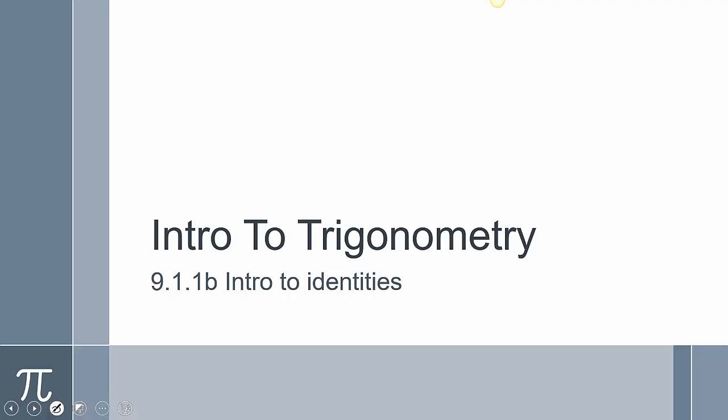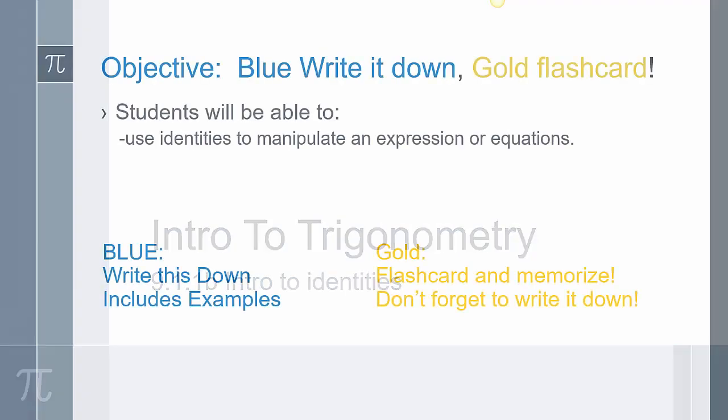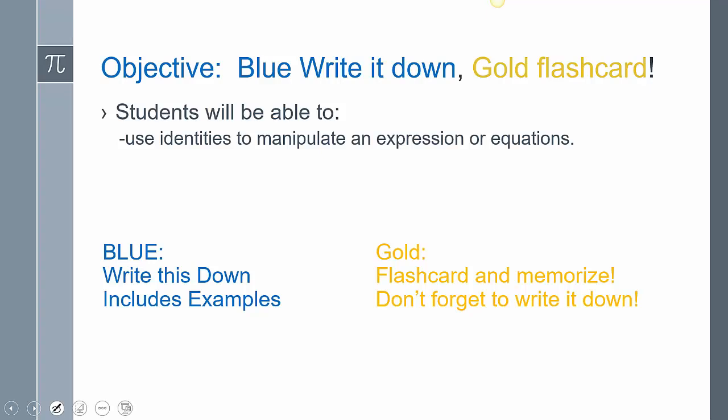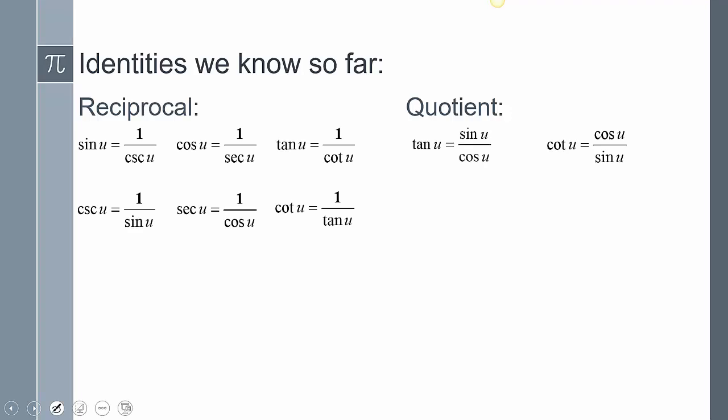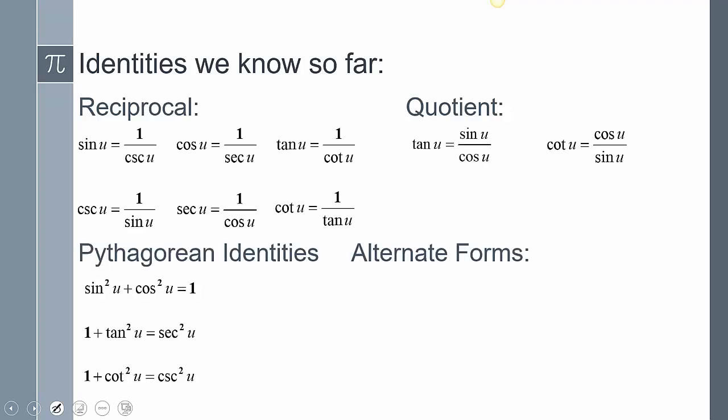This is 9.1.1b, Intro to Identities. So we're going to use identities to manipulate an expression or equation. Now remember, these are the identities that we need to memorize.